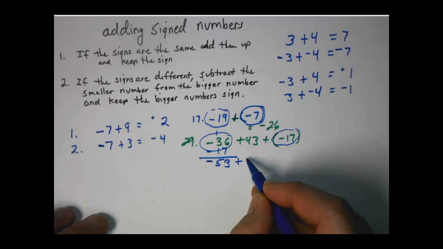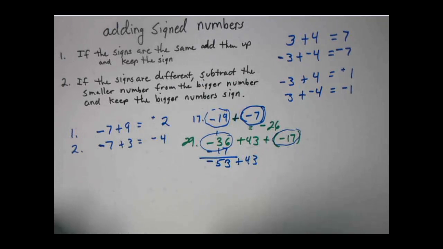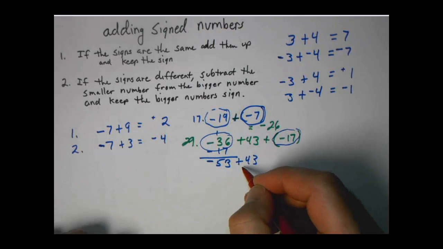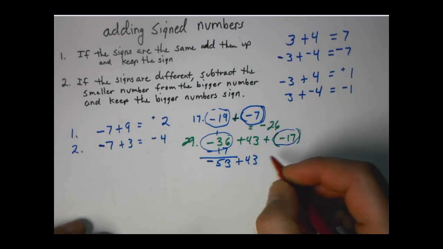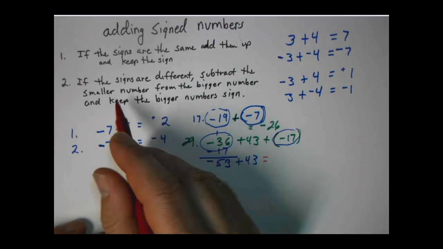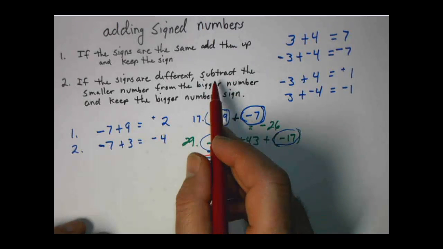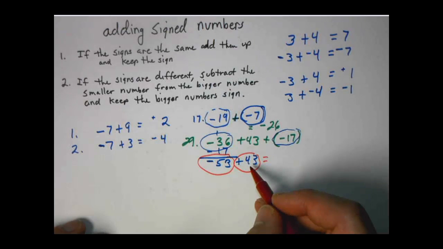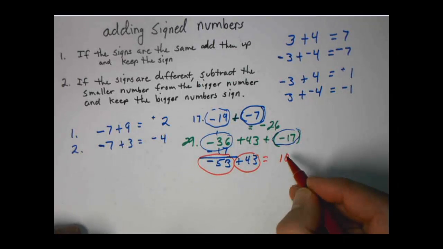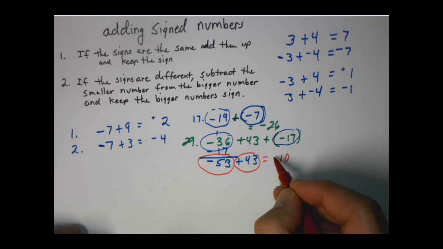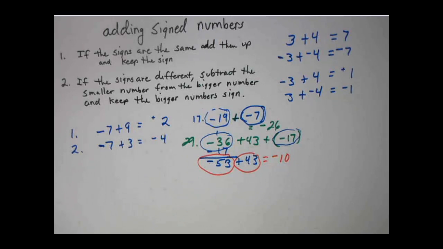Didn't do anything with the plus 43, so it drops down as part of my problem. Well, now I owe 53 if we're using the money, and I have 43, so therefore our rule is if the signs are different, because I have a minus and a positive, subtract the smaller number from the bigger number and keep the bigger number sign. So 43 from 53 is 10. The bigger number sign is negative, therefore my answer is negative 10.